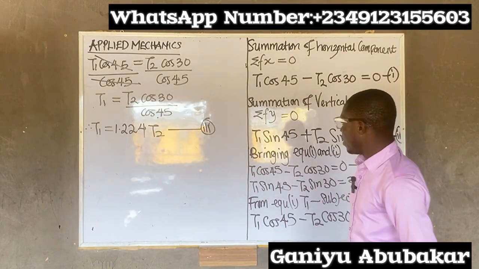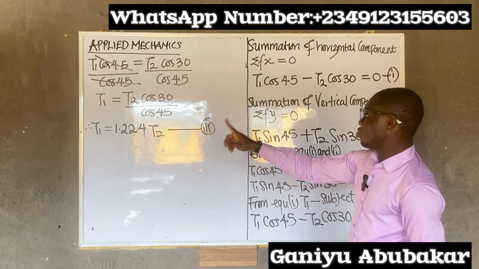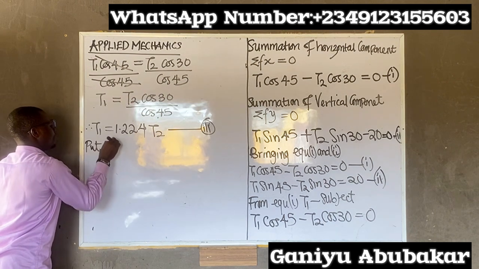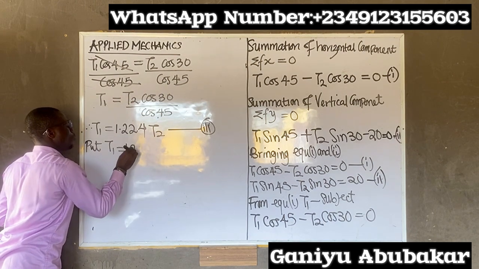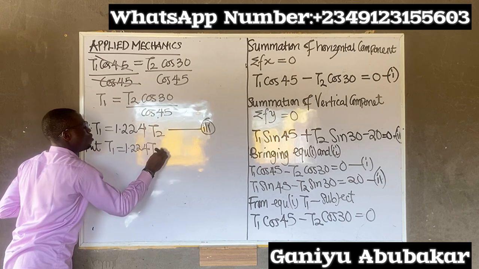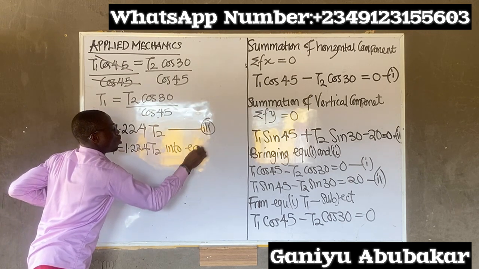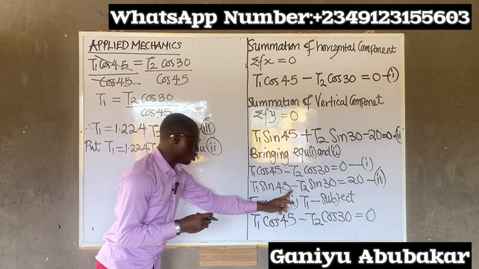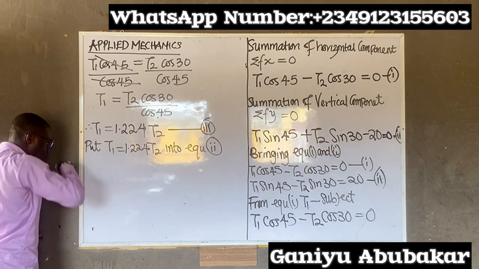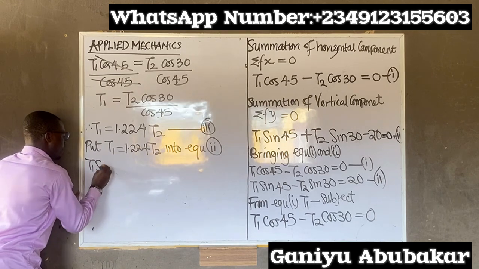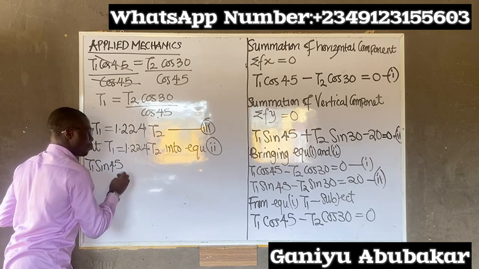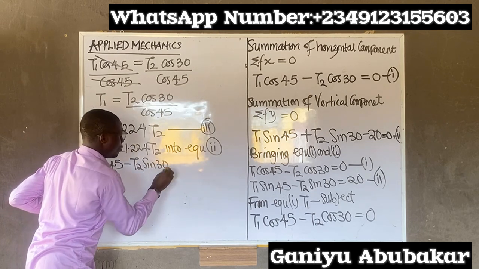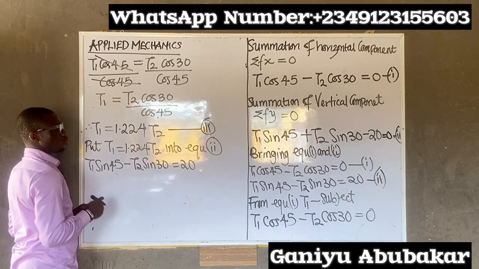Next task, I'll put T1 as being equal to 1.224 T2 into equation 2. Equation 2 is this. From equation 2, I have T1 sine 45 minus T2 sine 30 being equal to 20.